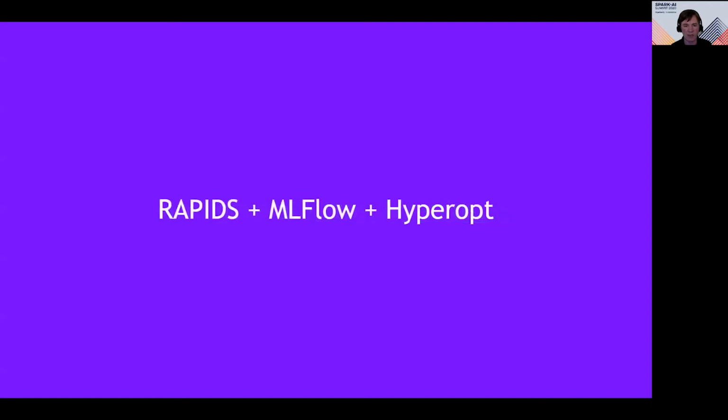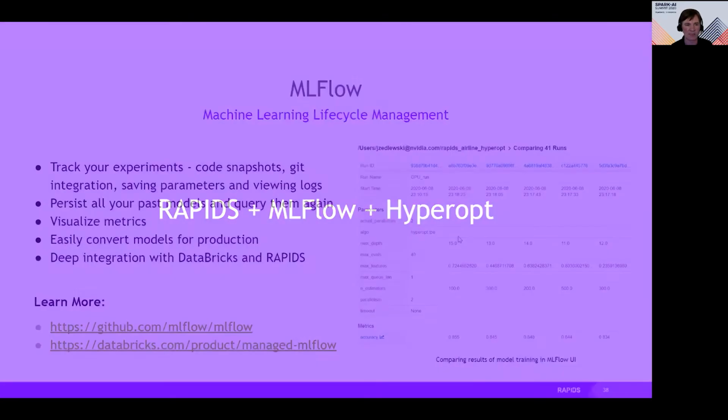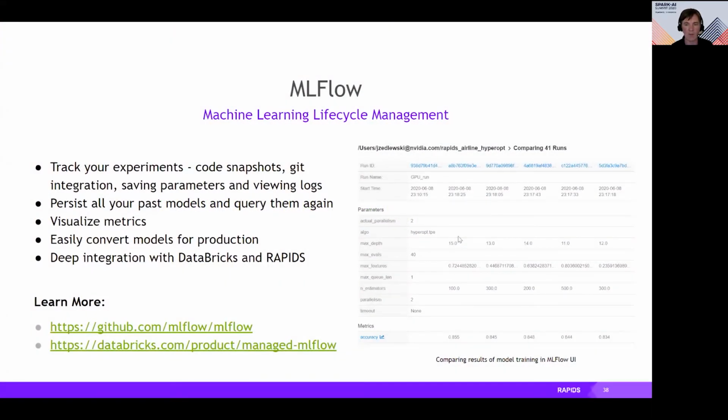But here I want to shift focus and talk more specifically about how RAPIDS integrates with MLFlow and HyperOpt, and how we use all of those in a Databricks environment. I know there are many more talks at the summit about MLFlow, but just so we're on the same page, MLFlow is really about machine learning model lifecycle management. It allows you to track your experiments so you know exactly what code, exactly what git hash was used when you train a model. It saves the parameters and logs that went into that training so you can reproduce that or analyze if something went wrong.